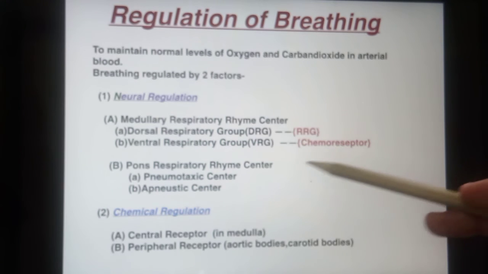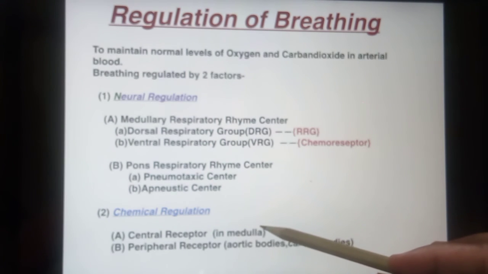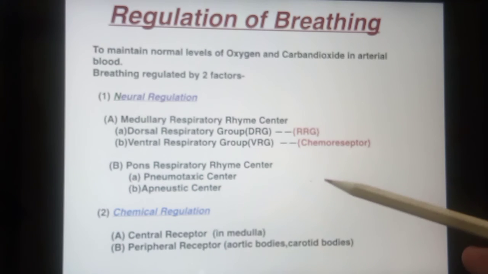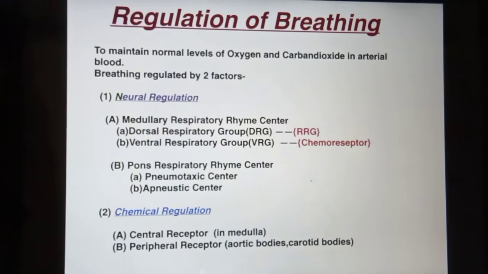Understand? And the second one is the chemical regulation. What is chemical regulation? Understand it like this: when you are doing exercise, some chemicals are released in your brain and in your blood. Which chemicals are present? Just carbon dioxide and hydrogen ion. These two chemicals are present. So some receptors, or chemoreceptors, are sensitive to the increased level of carbon dioxide and hydrogen ion.